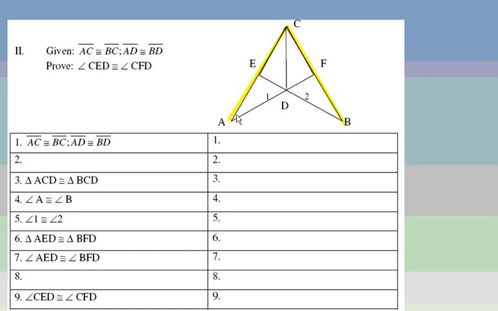And then we know that AD is congruent to BD, so those two sides are congruent. Maybe I should have marked that in a different color. So that is congruent to that.